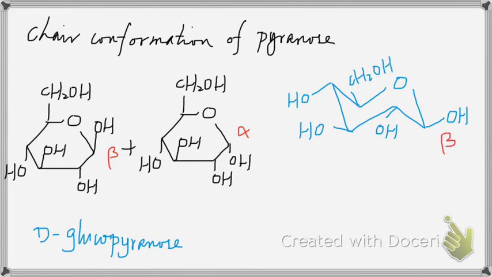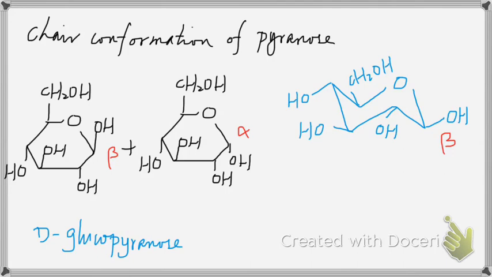So now we have the beta D-glucopyranose in the chair conformation. Have you noticed something? What are the positions of the substituents? They are all equatorial, right? The biggest group for all these substituents will be the one on carbon 5, the CH2OH.